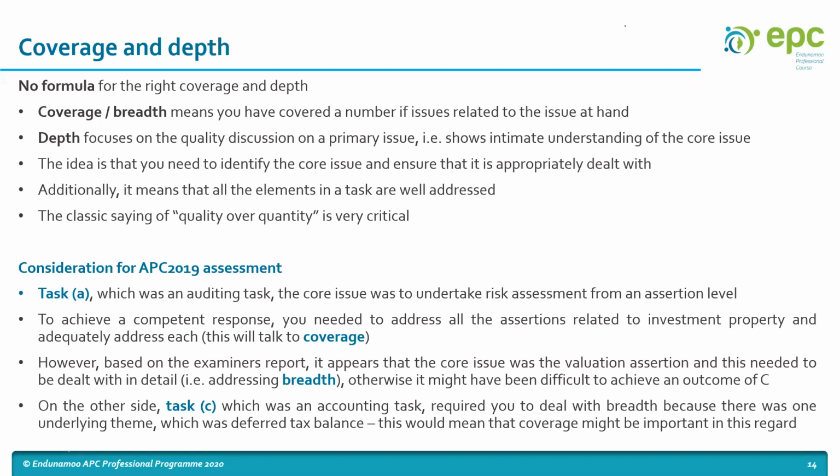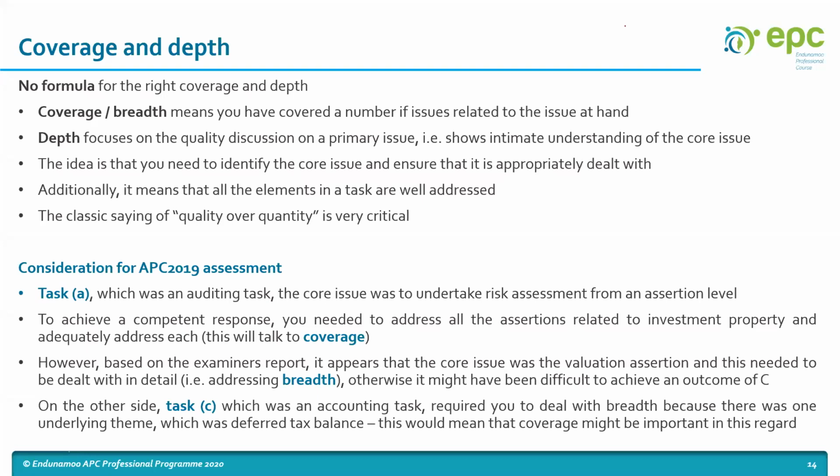And the classic question is: is it quantity or is it quality? I think the distinction I was talking about between APC 2018 and 2019 addresses that. If you bring it a little closer to home, looking at APC 2019, let's just look at task A, the one that had about 60% BC responses. The first thing is that it was a technical auditing task, and the core issue was to undertake risk assessment at the assertion level.